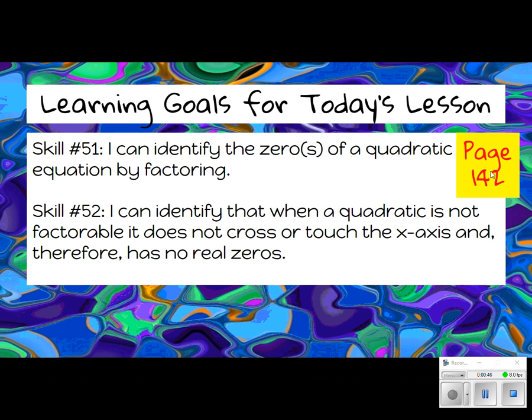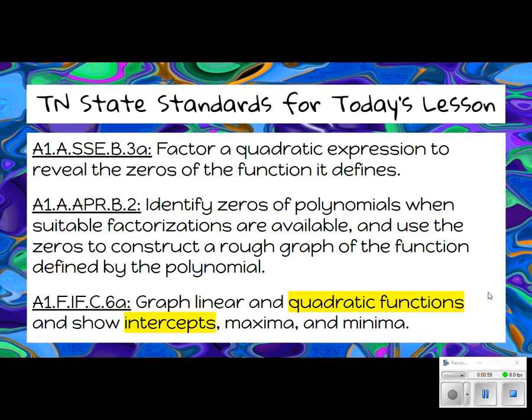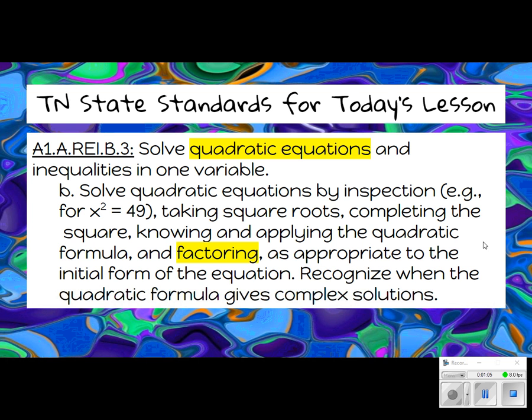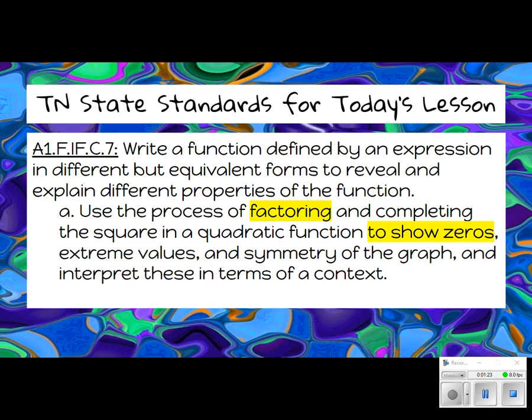So I can identify the zeros of a quadratic equation by factoring. I can identify that when a quadratic is not factorable, it does not cross or touch the x-axis and therefore has no real zeros. So we're going to factor a quadratic, we're going to identify zeros, we're going to graph quadratics and look at their intercepts. We're going to solve quadratic equations in one variable by factoring, and we're also going to look at graphs. So when we have a function, we're going to factor it so that we can show the zeros.